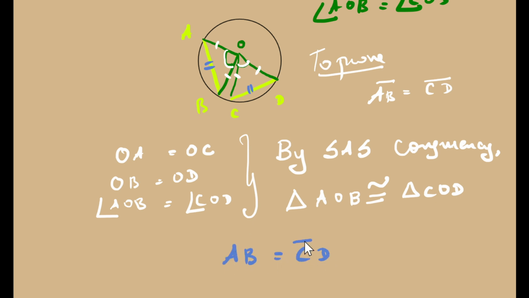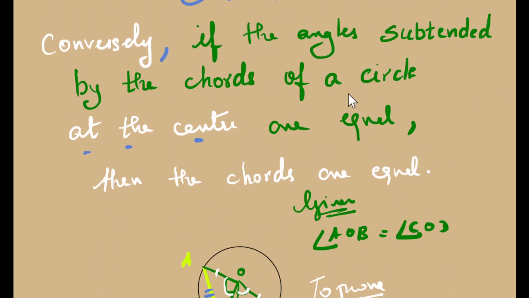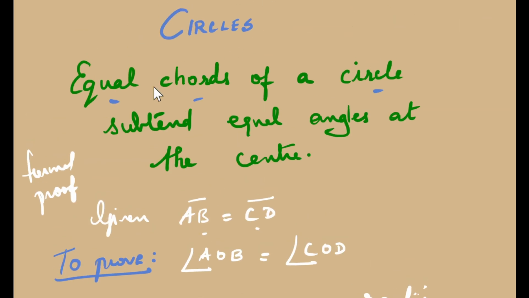AB is equal to CD. So we started off with the angle subtended being equal and proved that the chord lengths are equal. This is the converse of the previous theorem.